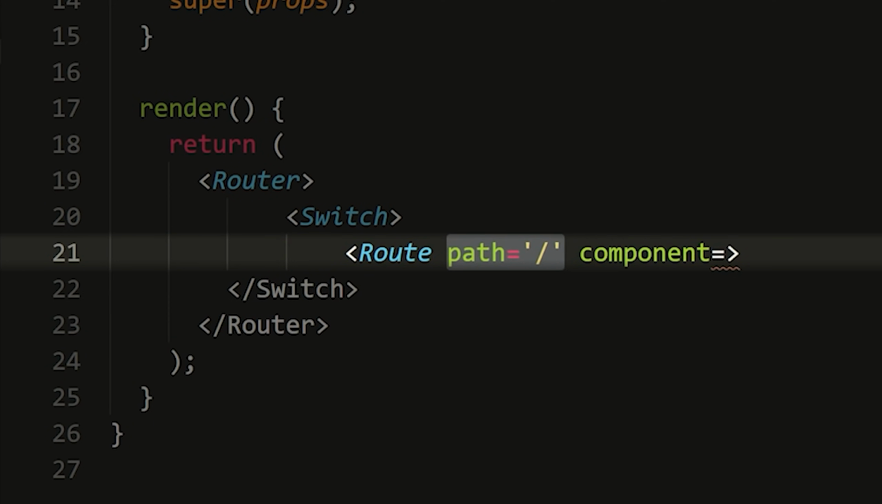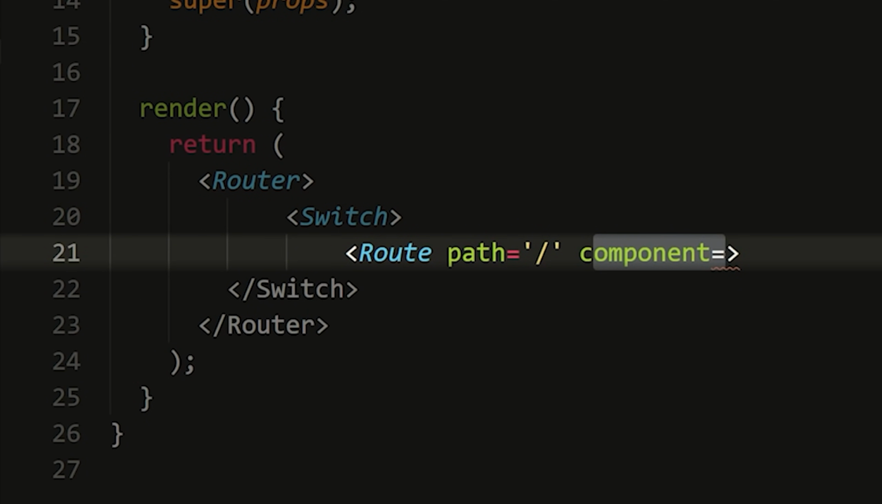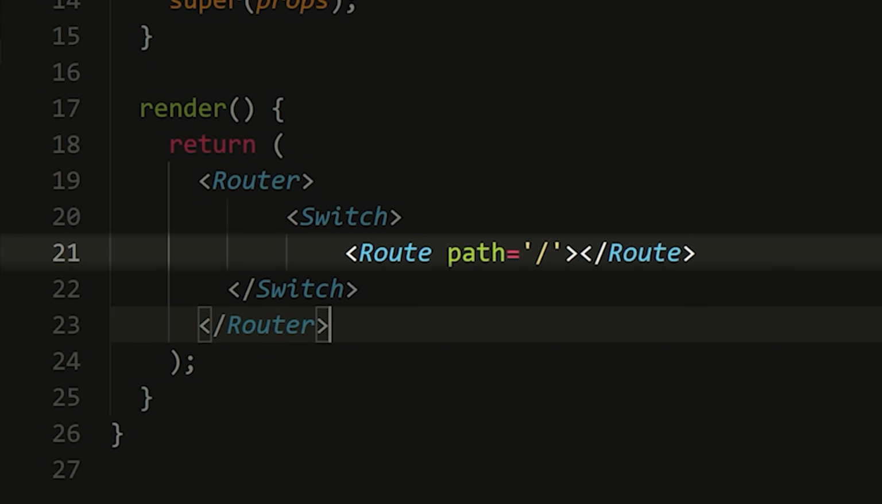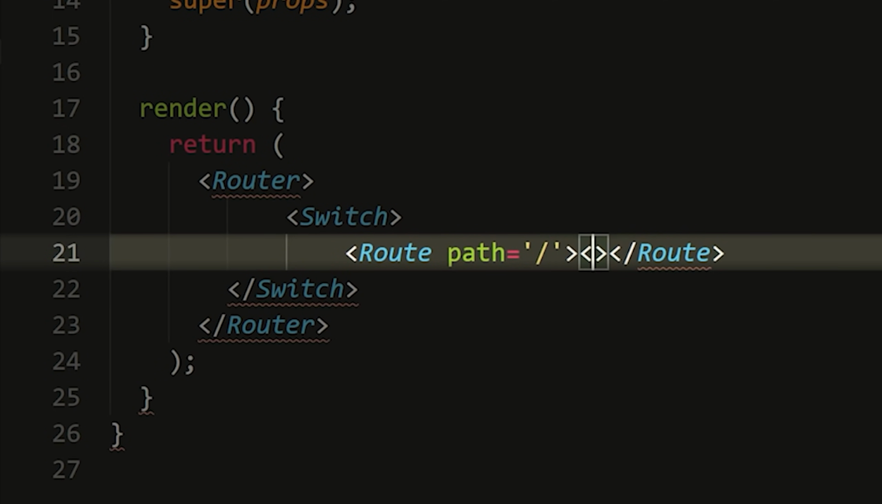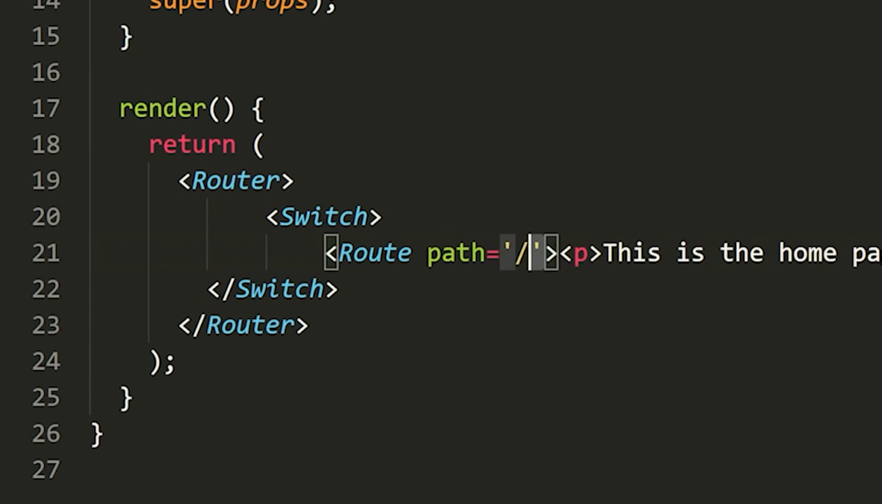So if we go to say slash. Now in this case, we don't have a specific component that we want to render if we go to the home page, right? Which is just a simple slash. So what we can do instead is actually just give it some HTML that we want to show. So I can simply end the route by doing slash route like that. And now inside of here, I can add some really basic HTML, like say that p tag, and say this is the home page. So now if we go to the page slash, we'll render this is the home page.